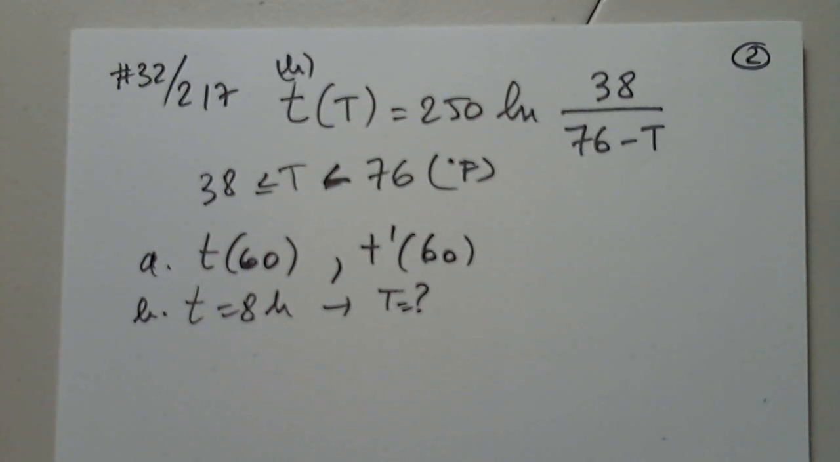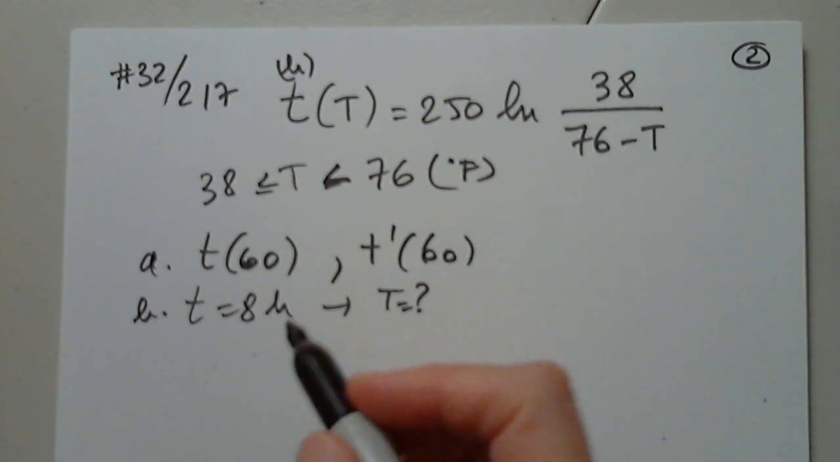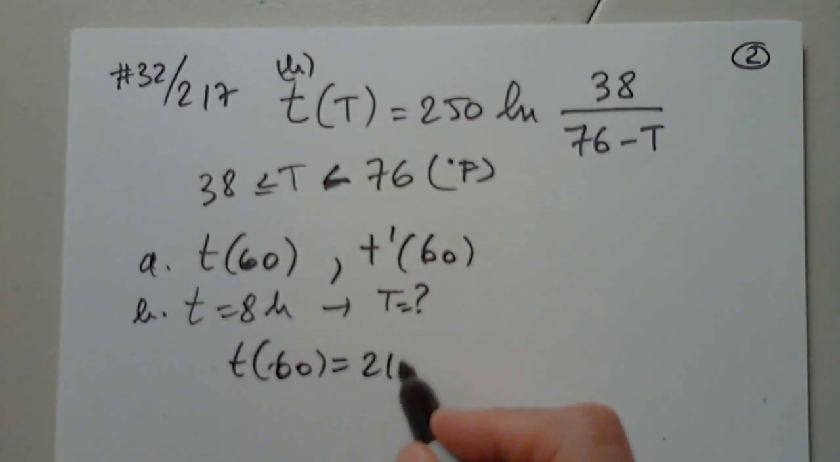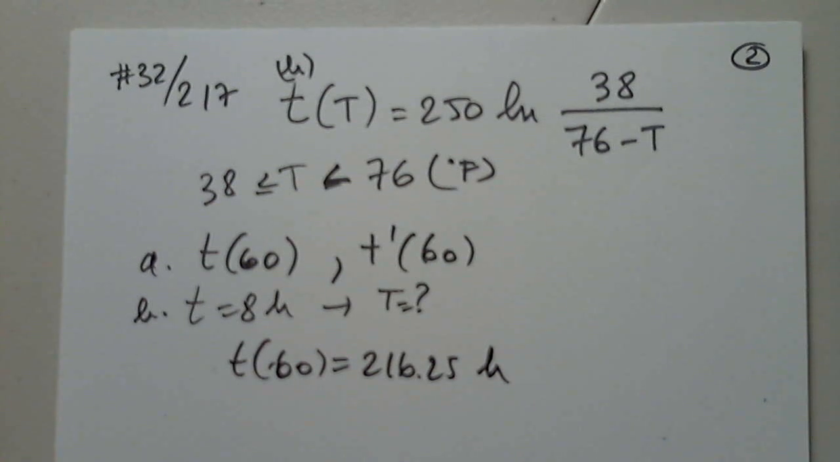Yes. Okay, so you go to the calculator and you punch it in: y equals, clear whatever you have, and you have 250, and then natural log, and 38, don't forget parentheses. The denominator has to be in parentheses, mandatory, otherwise you're not going to get what you're looking for. Close the parenthesis and close the parenthesis for the natural log, and you plug in 60, and we get whatever we get. So I got 216.25. So T of 60 is 216.25 hours.